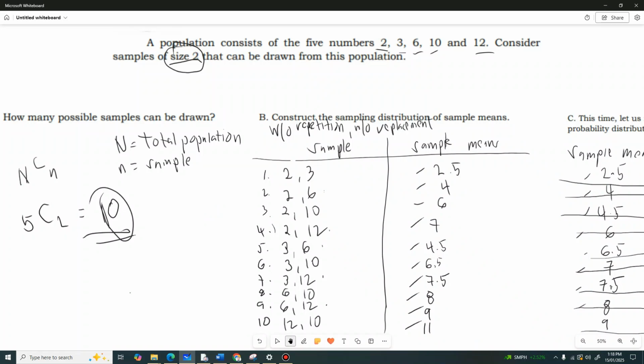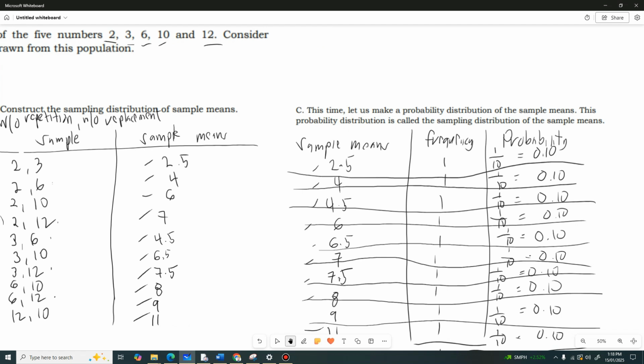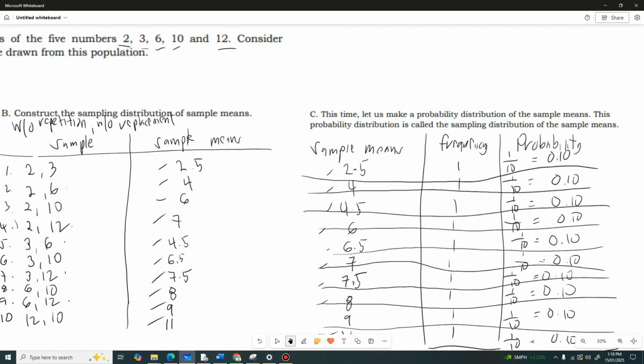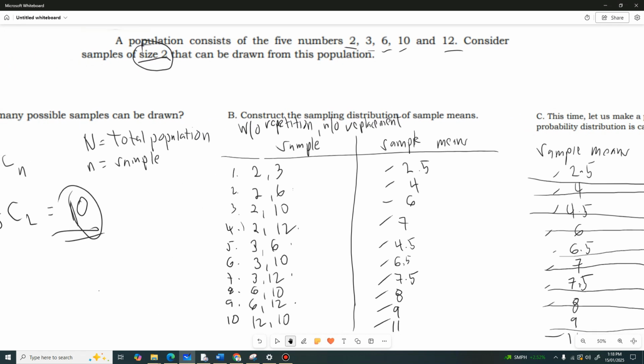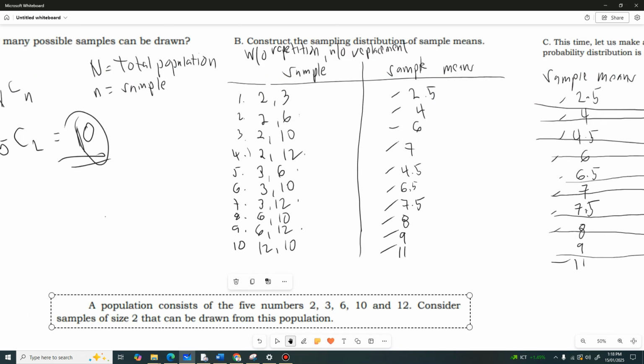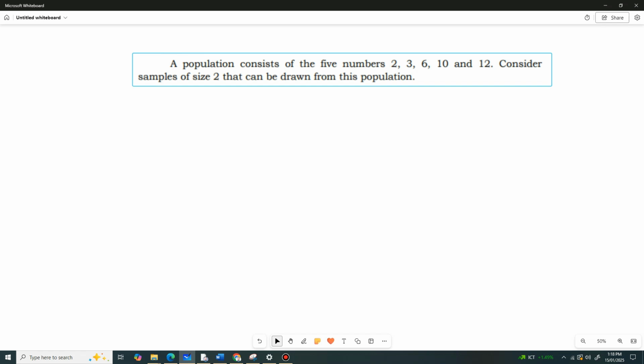Last topic, we solved for the possible samples that can be drawn from a population and the sampling distribution of the sample mean. Now, our lesson for today is about finding the mean and variance of the sampling distribution of the sample mean. We will use the same example. A population consists of the five numbers 2, 3, 6, 10, and 12. Consider samples of size 2 that can be drawn from this population.